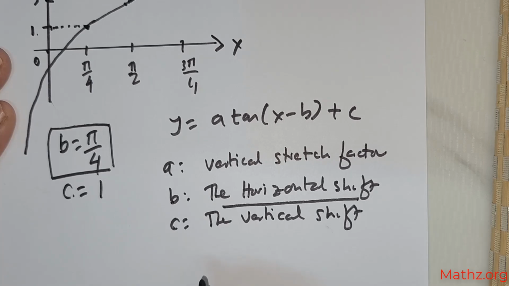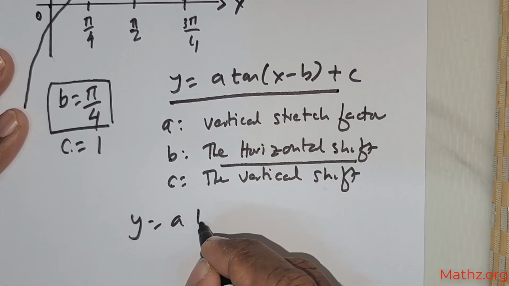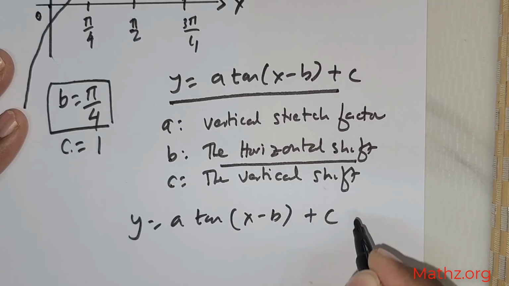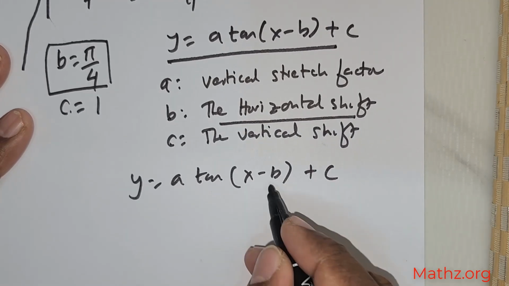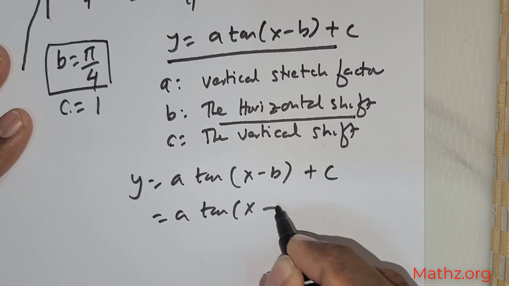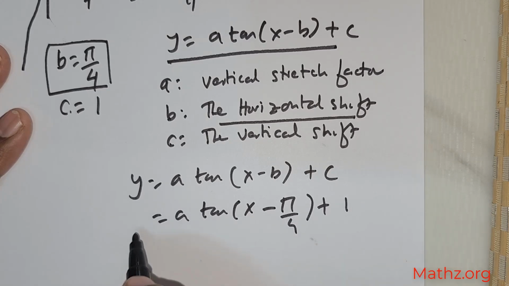Now to get a value, what you need to do is go to the formula, or I would say the equation that has been given: y is equal to a times tan of (x negative b) positive c. Now substitute the value of b and c here. This is a times tan of (x negative pi over 4) positive 1.